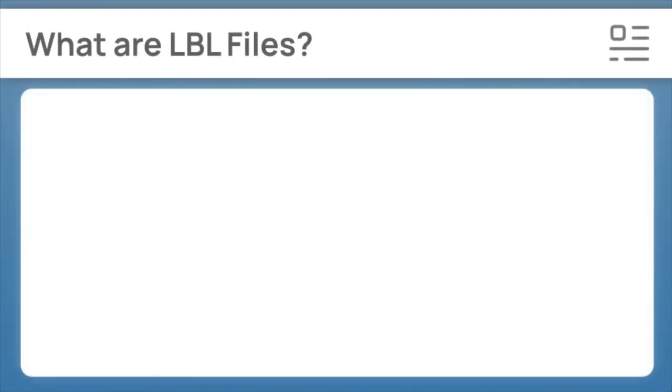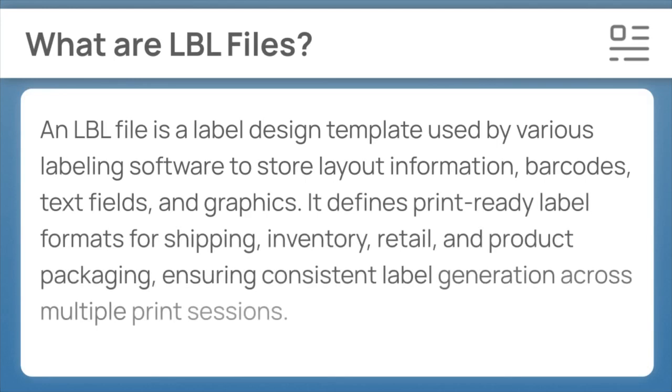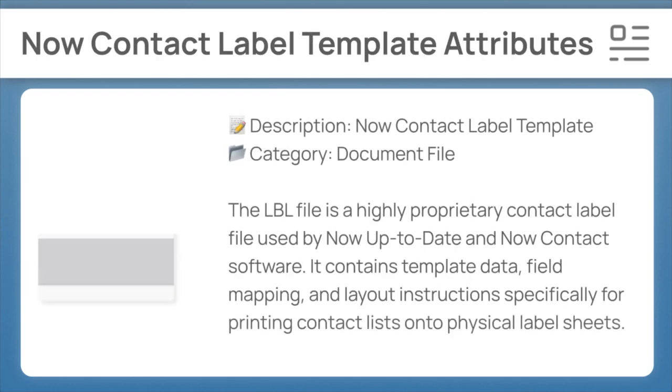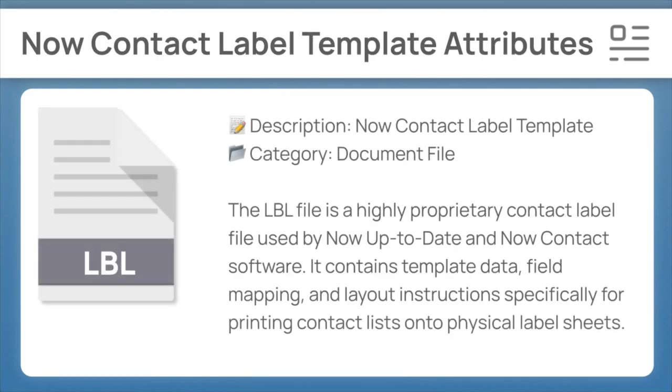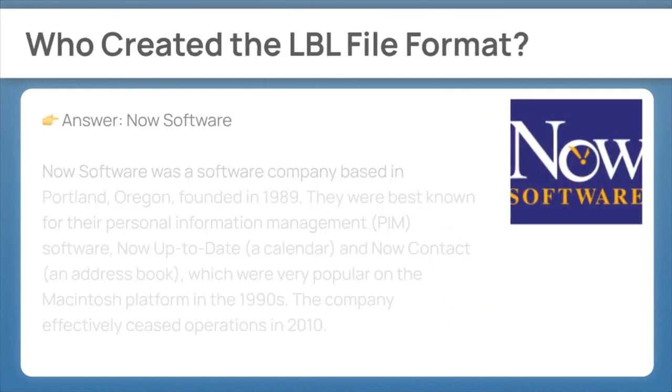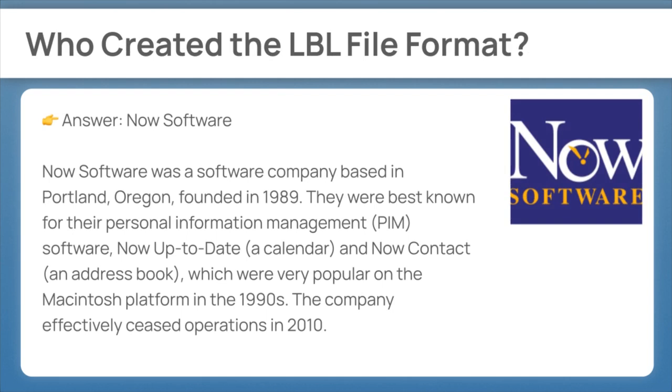The technical specification confirms the LBL is a specific instance of a document file. The file is saved under the Now Contact label template architecture. The LBL file is a highly proprietary contact label file used by Now UpToDate and Now Contact software. It contains template data, field mapping, and layout instructions specifically for printing contact lists onto physical label sheets. Developed by Now Software, the format is closed source and integrates deeply with the application's internal database.